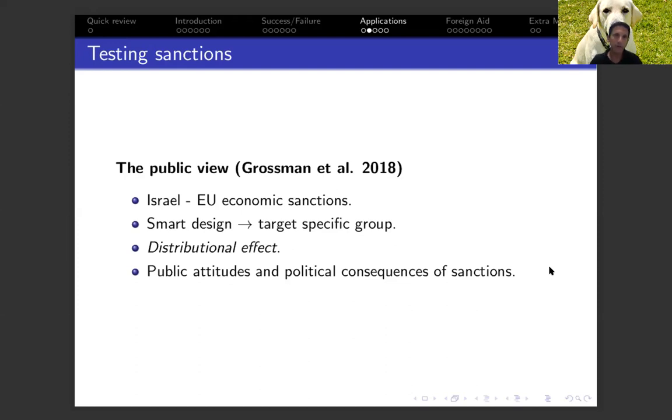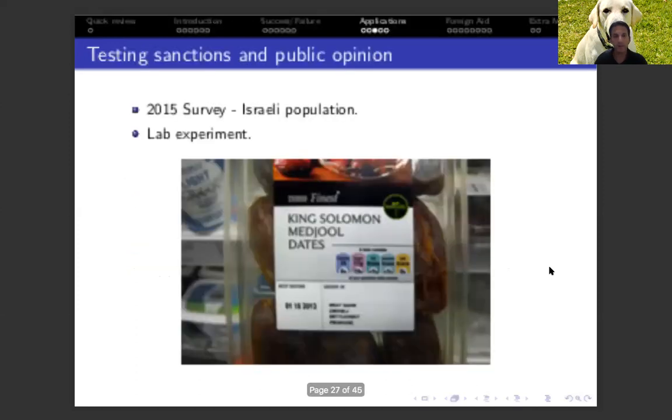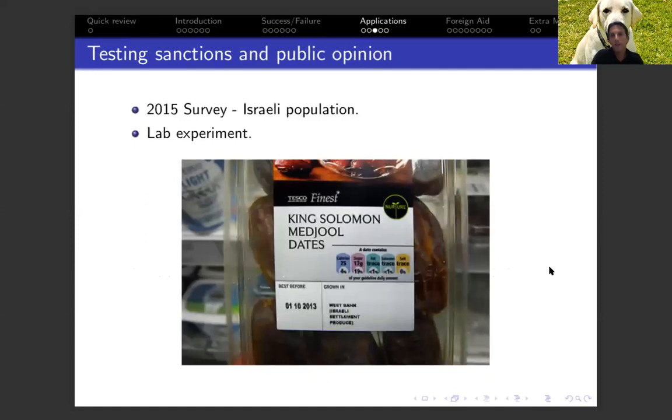So they conduct two different tests. It's not completely different, but two types of tests. The first is they collect survey data in Israel following the 2015 EU decision to label products from the West Bank and the Golan Heights. So this is exactly the form of sanctions which targets a specific aspect of a policy. So they're focusing on products that are being manufactured in the territories in the West Bank and the Golan Heights.